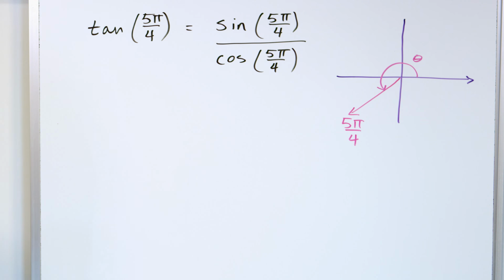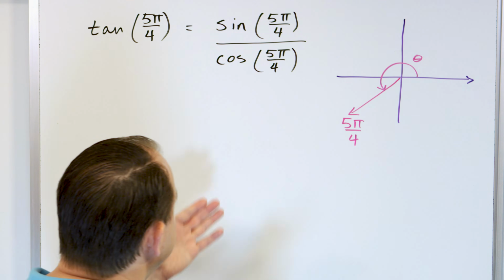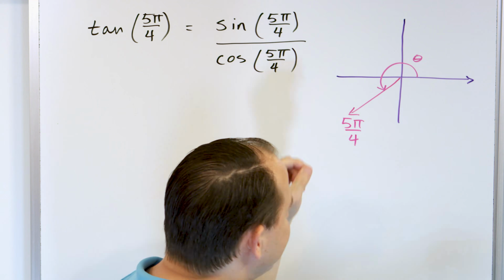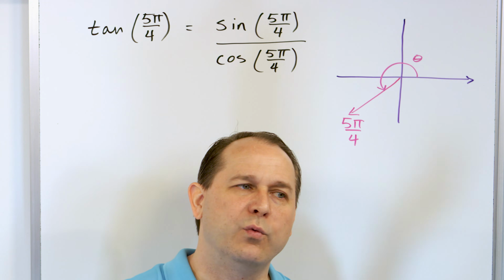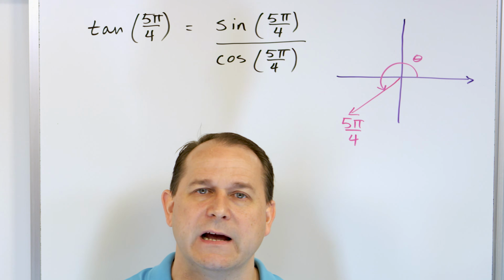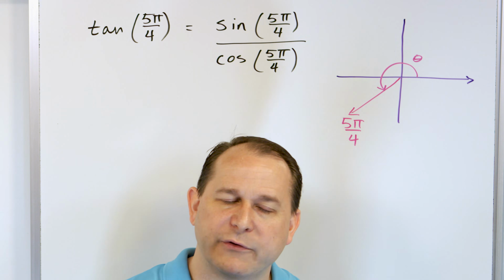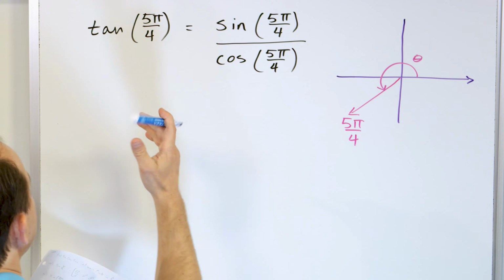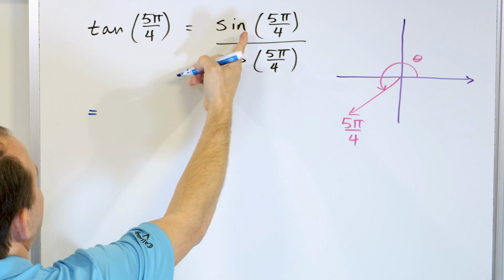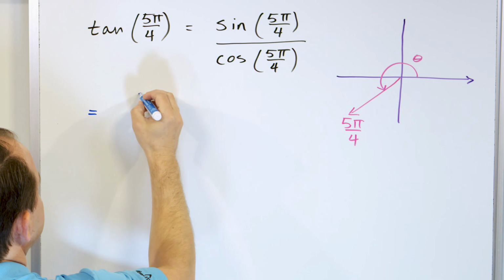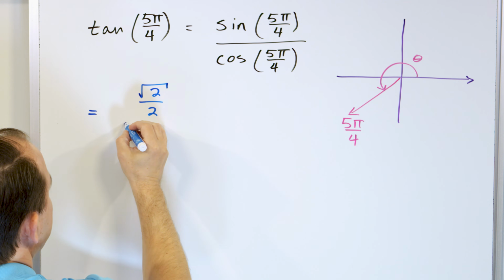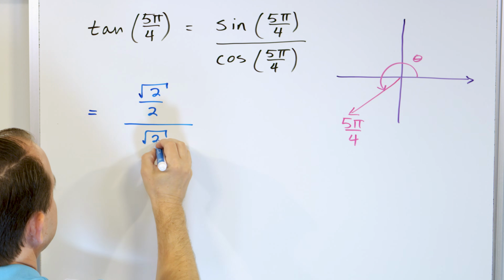So then we have to ask ourselves, what is the reference angle to figure out what the sine and cosine is? Well, it's easy in this case. This is a 45-degree angle, the reference angle to the nearest x-axis. So we're basically trying to find the sine and the cosine of pi over 4, the reference angle, which we already know is the square root of 2 over 2. So on the top is going to be the sine of this pi over 4, square root of 2 over 2. And on the bottom, it's also going to be square root of 2 over 2.